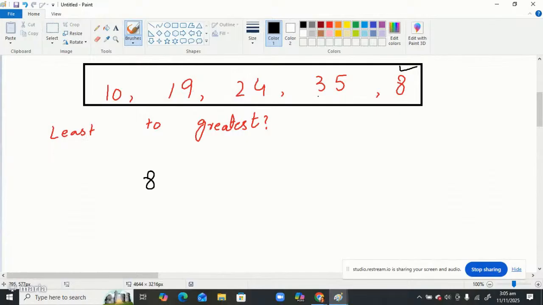Now check all the remaining numbers: 10, 19, 24, and 35. What's the next smaller number? You guys tell me. So the next smaller number is 10. Now 10 is removed. In these three numbers, what is the smaller number?